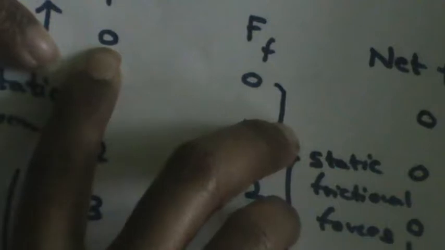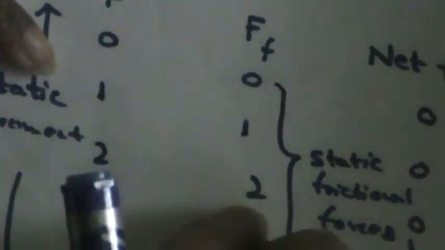In the last video I talked to you about a table. I told you that when the applied force is 0, the frictional force will also be 0. When the applied force is 1, the frictional force will also be 1. Applied force is 2, frictional force is 2. Like that, up to applied force 5, the friction force will also be 5. So if you are considering the static frictional force against the applied force, the static frictional force will be equal to the applied force.